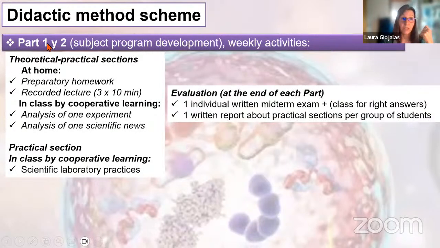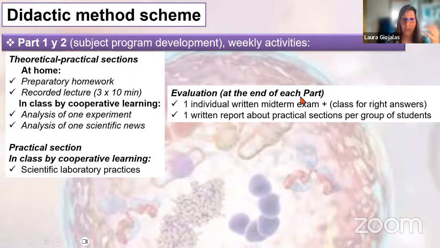The evaluation at the end of each part is by one individual written midterm exam. And this is important because we present them new information that they cannot have in the textbook, because it is a recently published paper related to most of the subjects they have been studying. So during the evaluation, they continue learning, because there is new information that they never knew before the exam. So they have to integrate this new information with the previous one that they know, to solve the exam. This is a very important step in our teaching procedure.